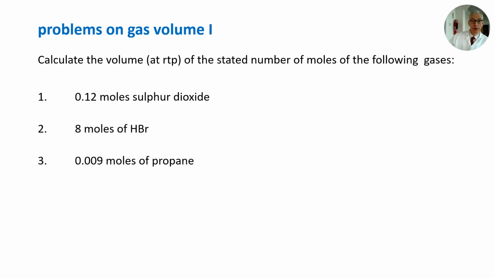Three problems. Calculate the volume at room temperature and pressure of the stated numbers of moles of the following gases. 0.12 moles sulfur dioxide, 8 moles of hydrogen bromide, and 0.009 moles of propane. Pause, complete, come back to check.